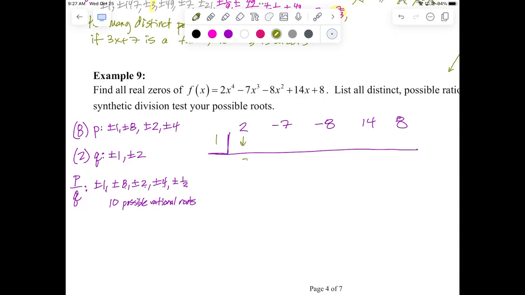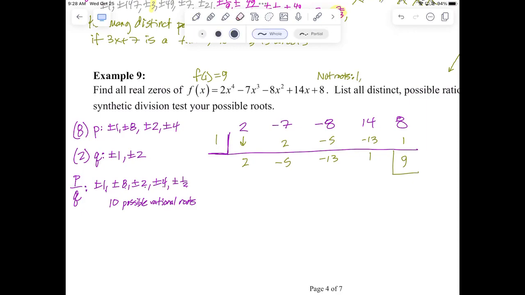Bring down the 2, and you're going to get 2. That's negative 5. That's negative 13. That's 1. That's 9. Is 9 0? No. But guess what f of 1 is? 9. Yeah. That's synthetic substitution. Okay. So I'm going to make a list over here of ones that don't work. These are not roots. Let's make a list here. Not roots: 1. So we know we used it.